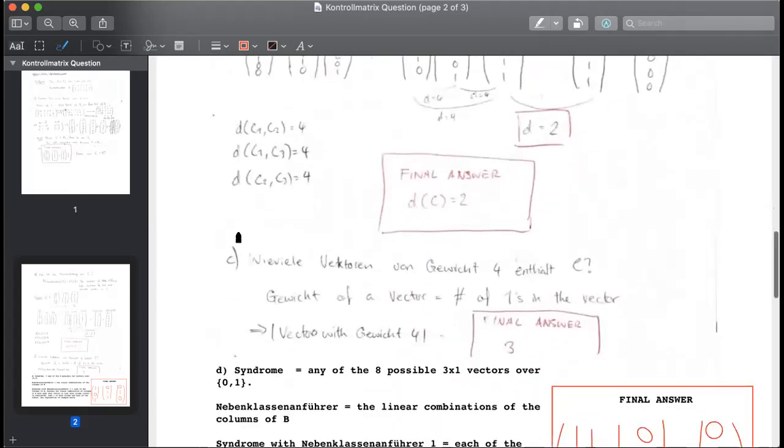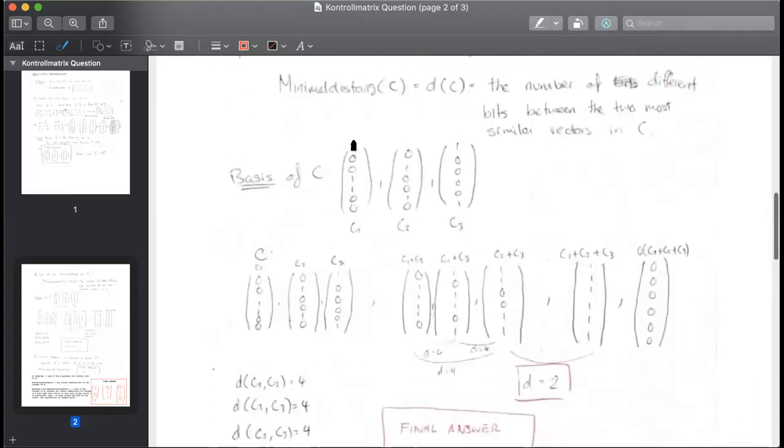Next part is part C, and they're going to ask how many vectors have weight 4. How many vectors of C have weight 4? Okay. And well, what's the weight of a vector? The weight is the number of ones in the vector. So for example, here the weight is 2 because there's 2 ones in the vector. Here the weight is 6 because there's 6 ones in the vector.